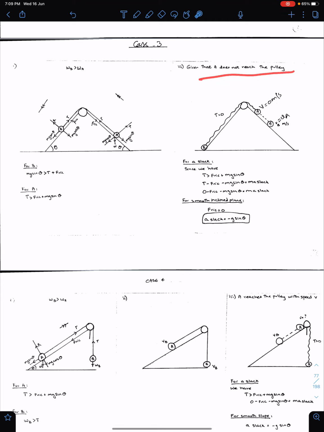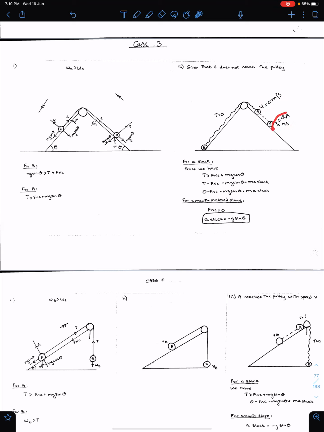Given that A does not reach the pulley, so when B strikes the ground, it strikes the ground with speed VB, and this would be the speed of A at this position, because in one string speed will remain the same. Given that A does not reach the pulley, it means A would come to rest somewhere before the pulley, therefore its final velocity or speed must be 0. We are considering speed, so final speed is 0.